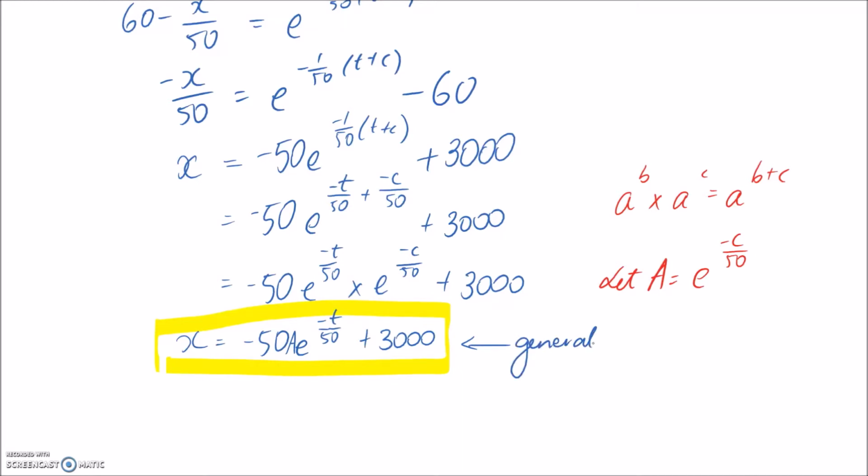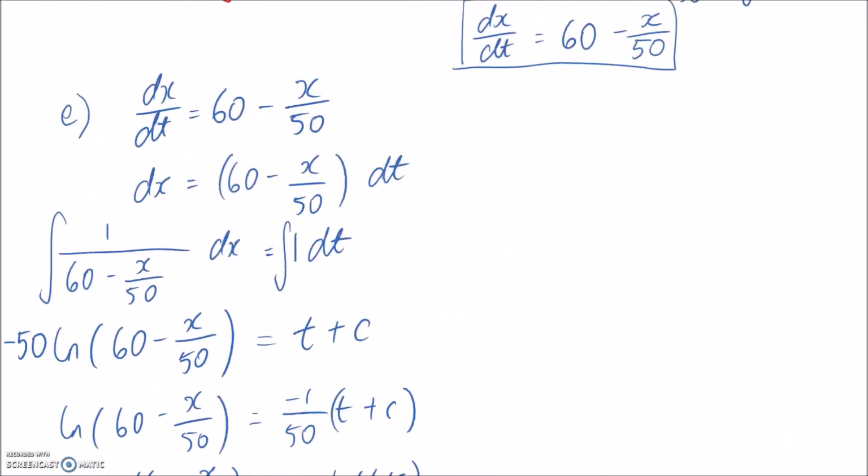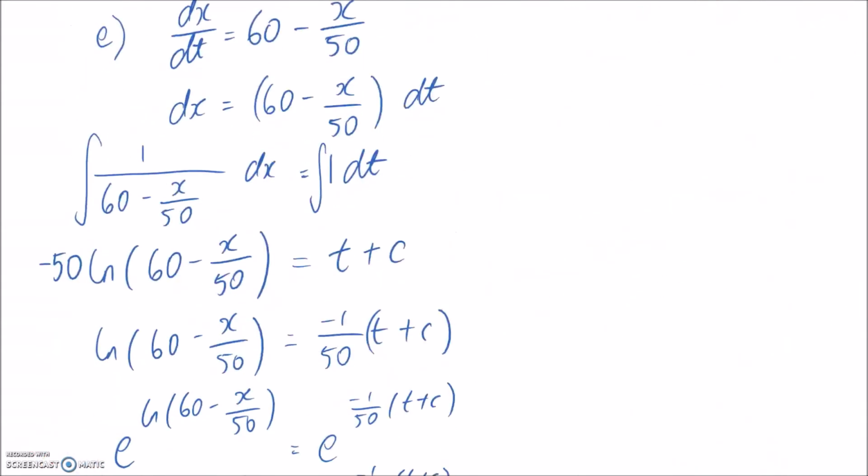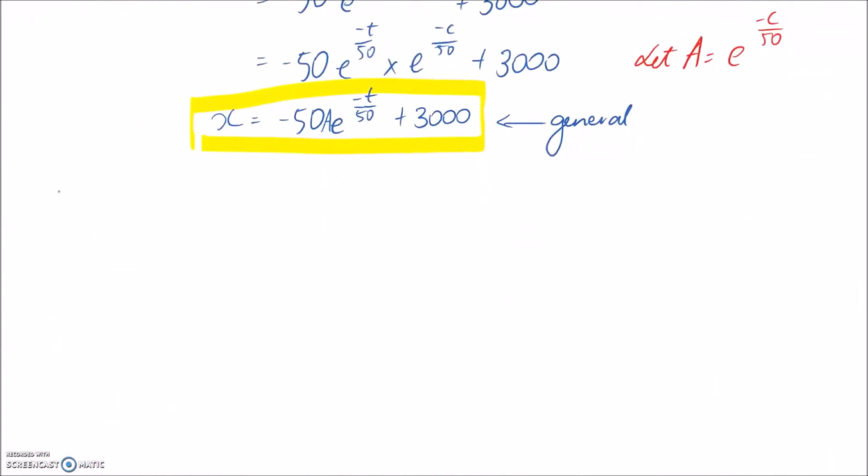So how we go from general to unique is that we look at our condition. And we had a condition that we found out way back up here, this one here. So we know that at time equal to 0, the amount of salt in our tank is equal to 0. So if we come down and use that, we should be able to figure out what a is.